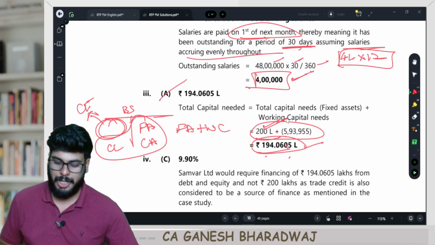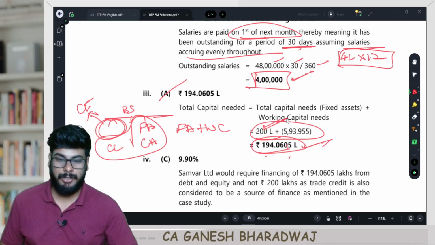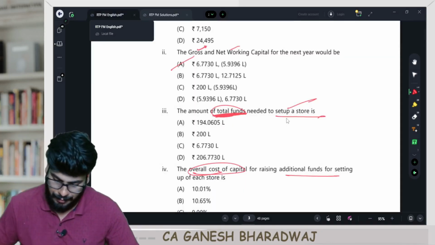That's going to be option number A. So the total funding required is going to be 194.0605. Are you clear with this? Fine. Next.